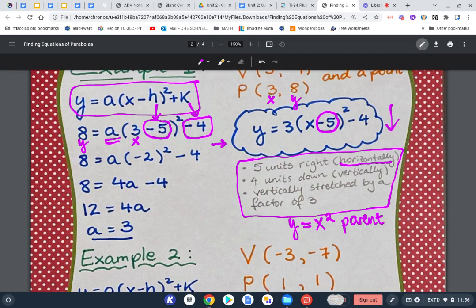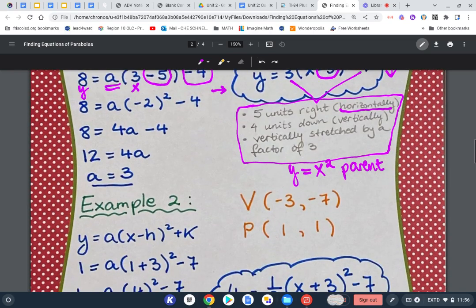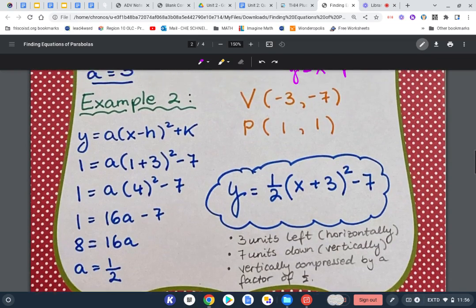And then the hard part comes up with your stretches and compressions. The 3 is on the outside, okay? Remember, all of these outside buddies here, we take it as it is. We're not switching things around. Vertical, anything, you just take it for what it is. Versus horizontal, if it's inside, you do the opposite. Okay, so outside factor is 3, and it's a stretch because a is greater than 1. Vertical stretch.